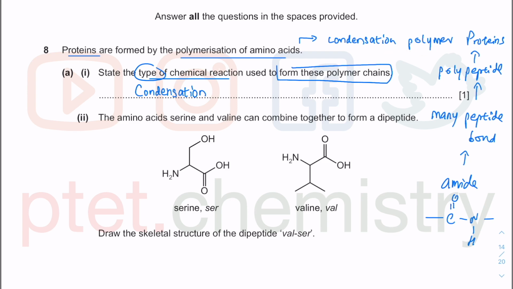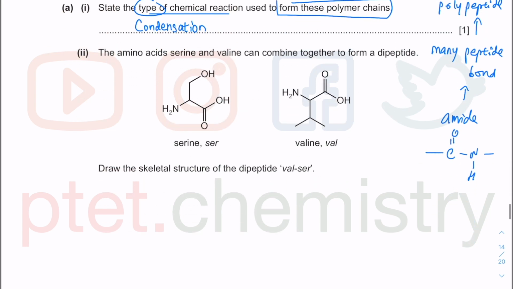Now the next thing is these amino acids are given as the structure here, serine and valine. So what we know is H2N and then C and then H and CO2H and the R group. This is the general structure of an amino acid. So in serine, this CH2OH is your R group. In valine, this CH3CH(CH3) is your R group.